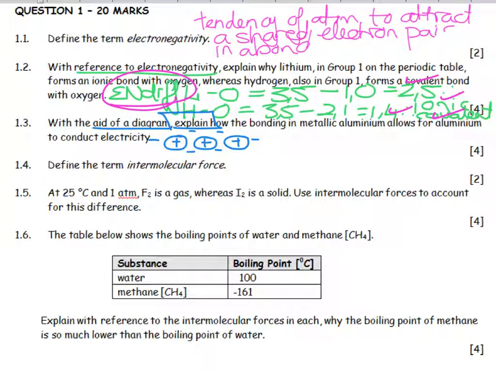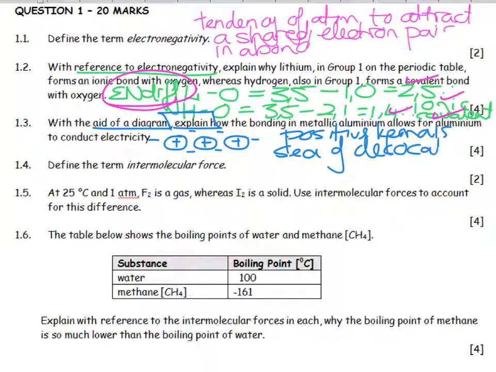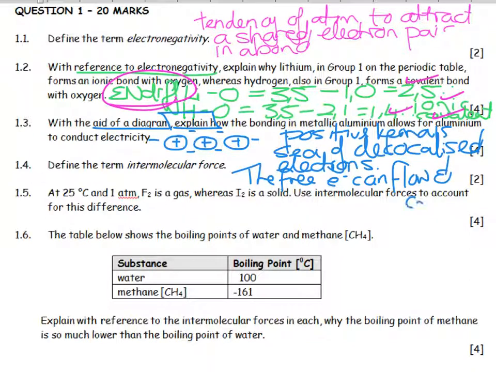And the way that you're going to do that is as follows. You're going to say there are positive kernels and a sea of delocalized electrons. The free electrons can flow and conduct electricity. Simple as that.